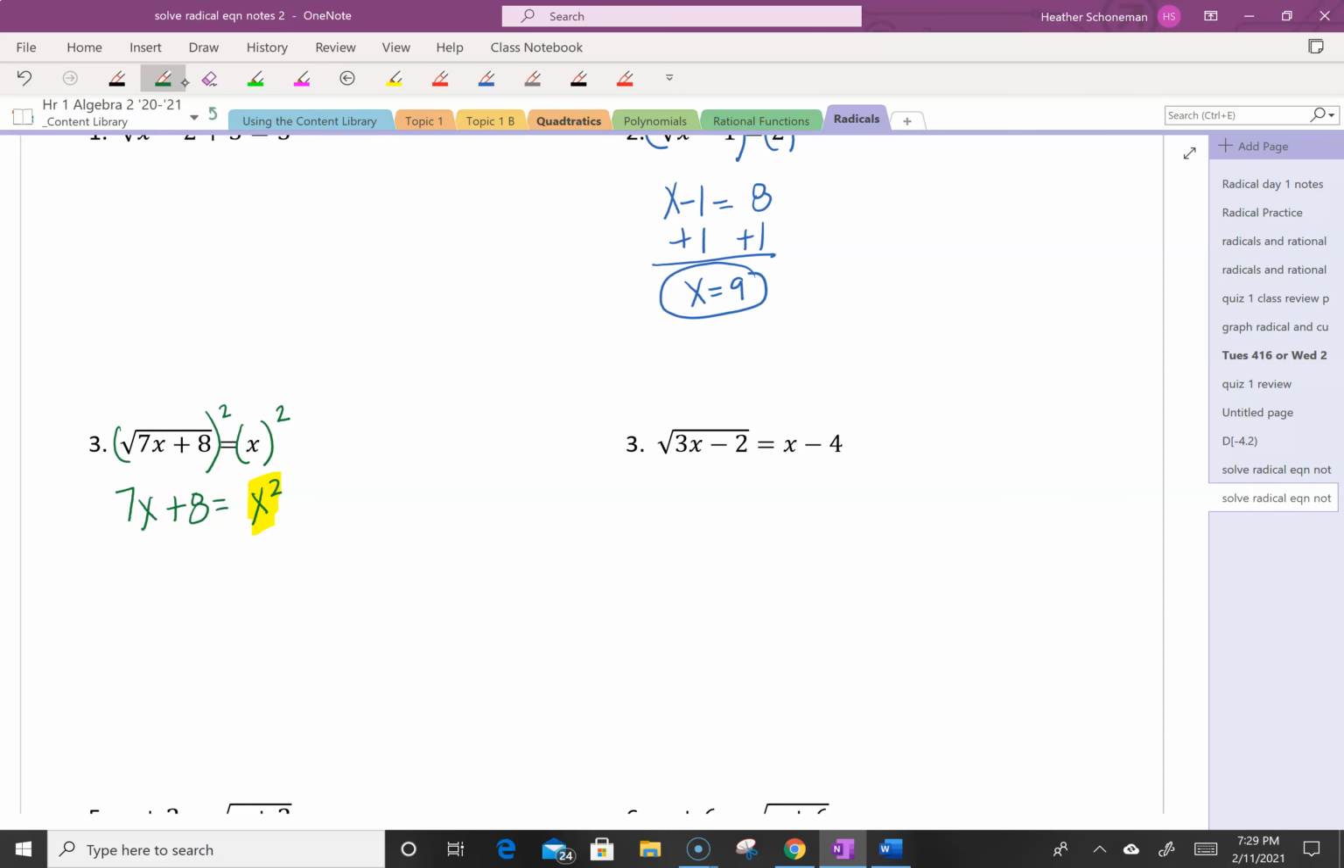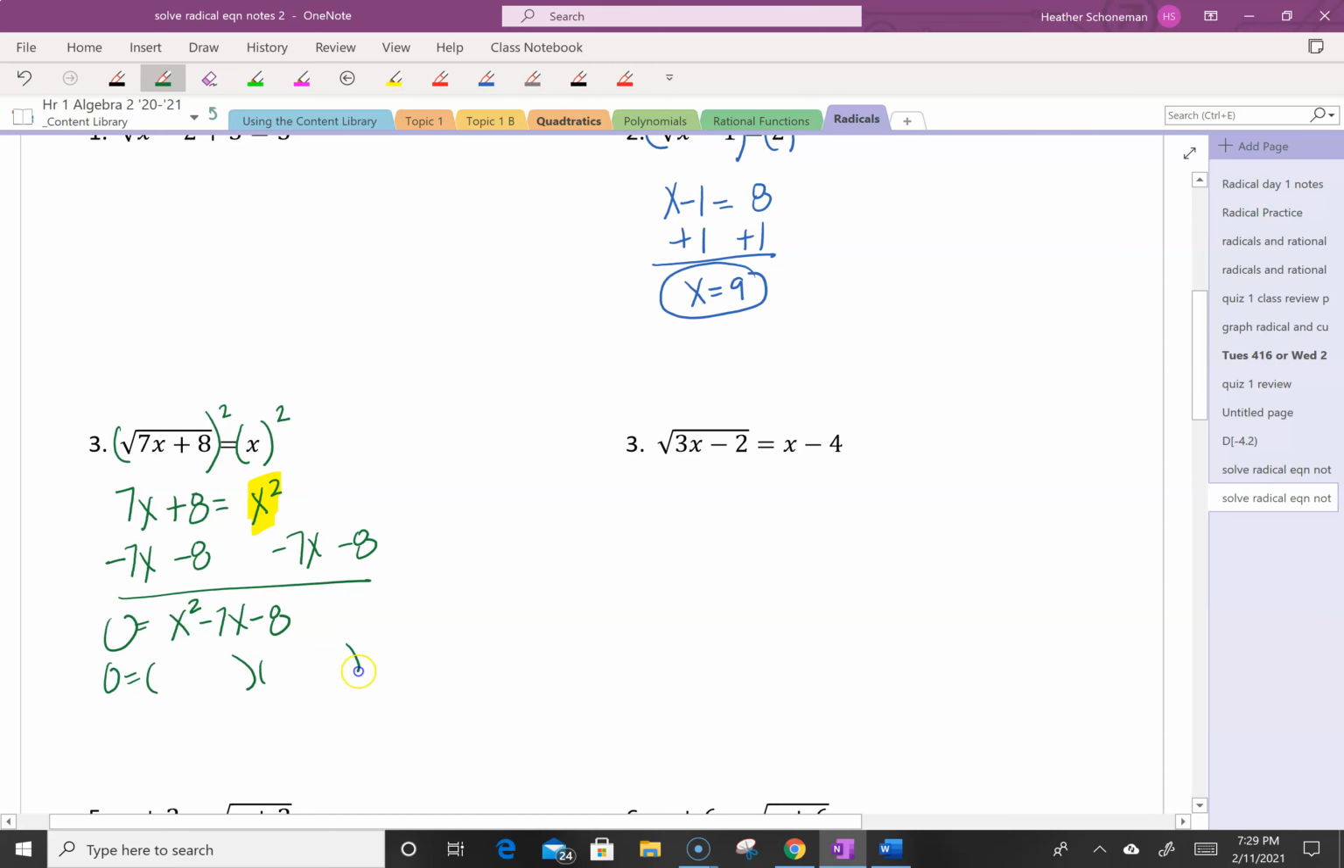Okay, when we solve it for 0, we need to keep the x squared positive. So to do that, I'm going to have to subtract 7x from both sides and subtract 8 from both sides. That gives me 0 equals x squared minus 7x minus 8. Okay, we can factor that because the two numbers that multiply to negative 8 and add to negative 7 would be negative 8 and positive 1. So we solve x equals 8 and negative 1. Okay, but we don't know they both work yet because we factored. We know that we're going to have to check our answers.